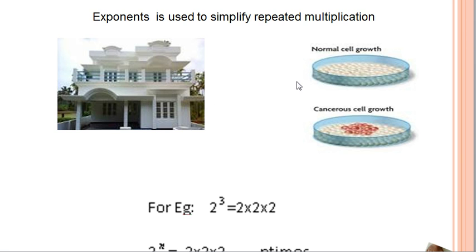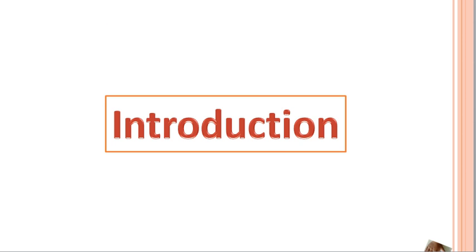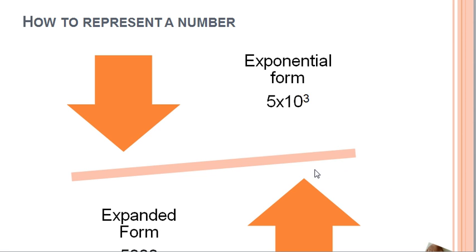Proceeding further to the field of medicine. Doctors use exponents to figure out how quickly a disease is going to spread. Now what do we see here? This is a normal cell growth. This is a cancerous cell growth. Now when the representation of numbers is very high or very small, it is very difficult for us to place it on a sheet of paper. At that point of time, we represent the numbers using exponents. So the usage of exponents is very high in any field we take.